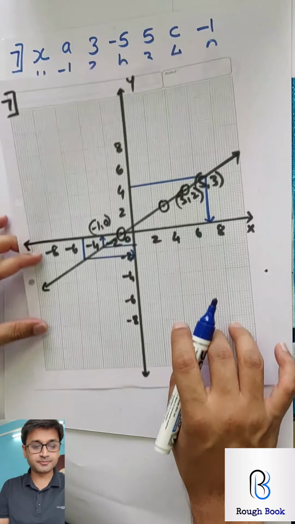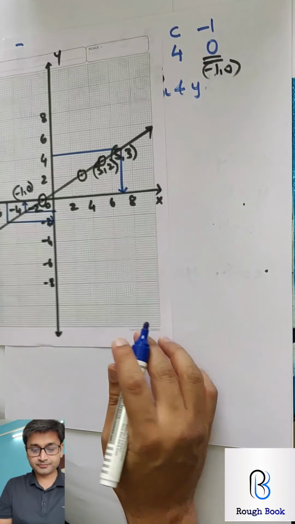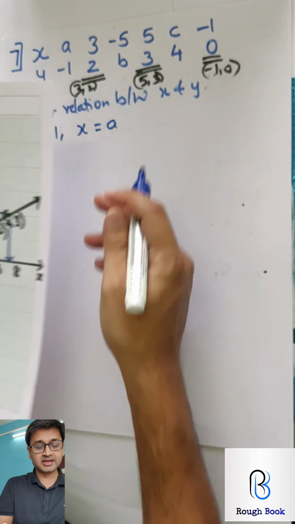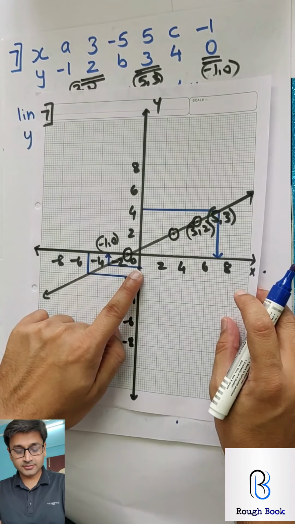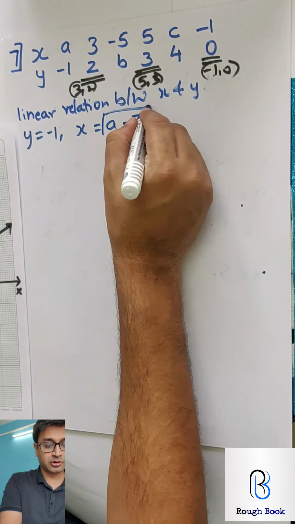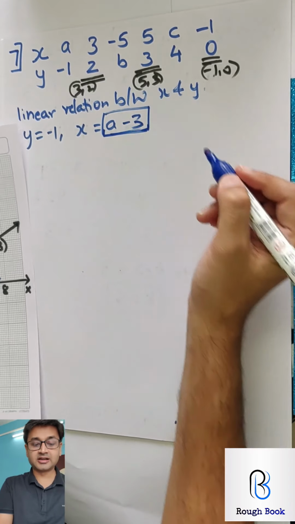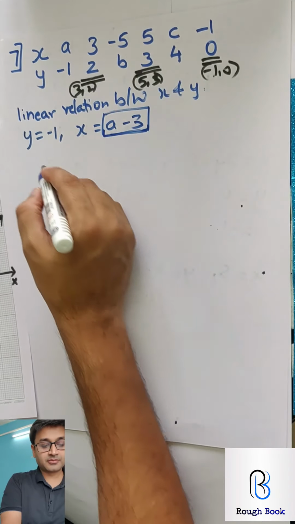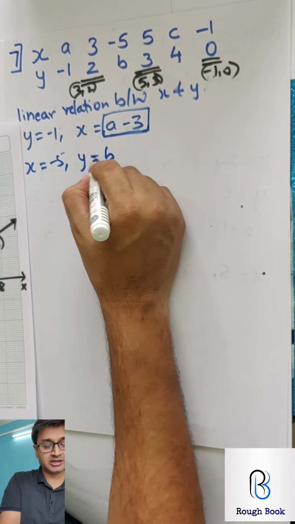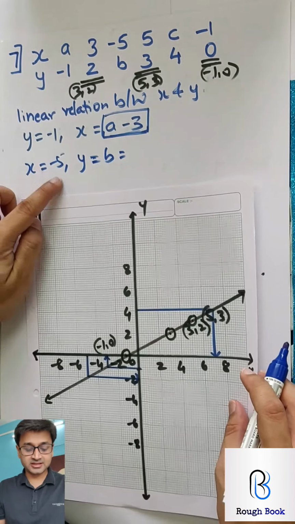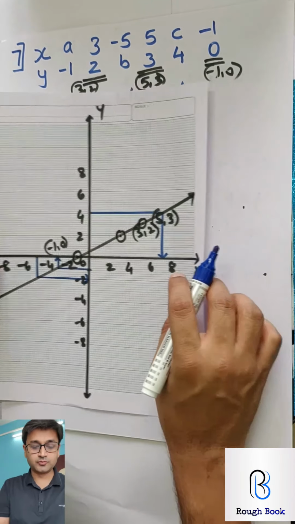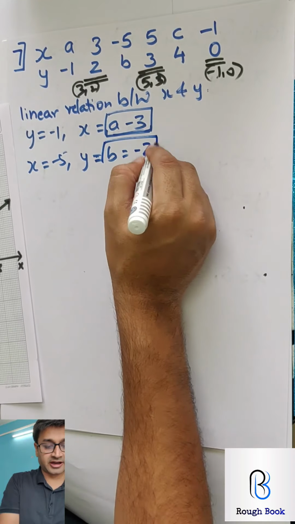So you can say this way: y is minus 1, x is a. So if y is minus 1, we got x as minus 3. So therefore you got the value of a. Is that clear? Let's go for the second one. X is minus 5, then y is b. And what is b? X is minus 5, so we got b as minus 2. That is your y coordinate.